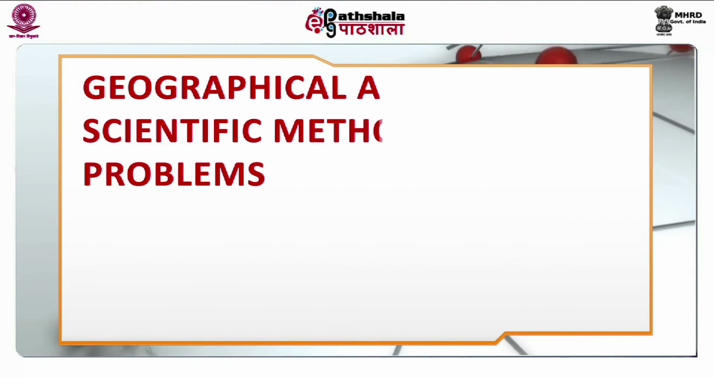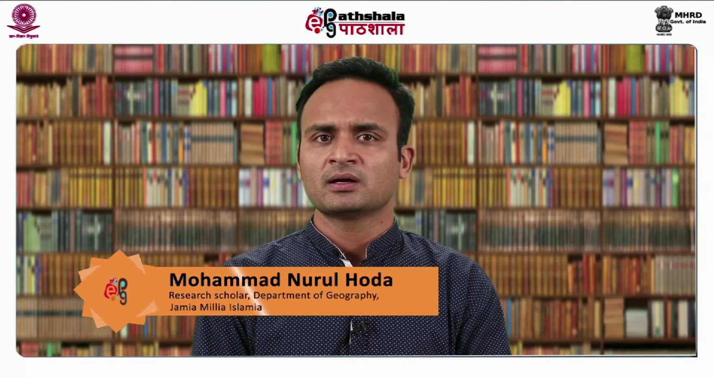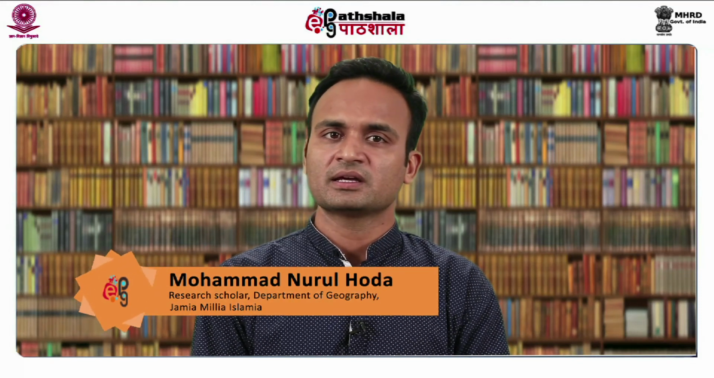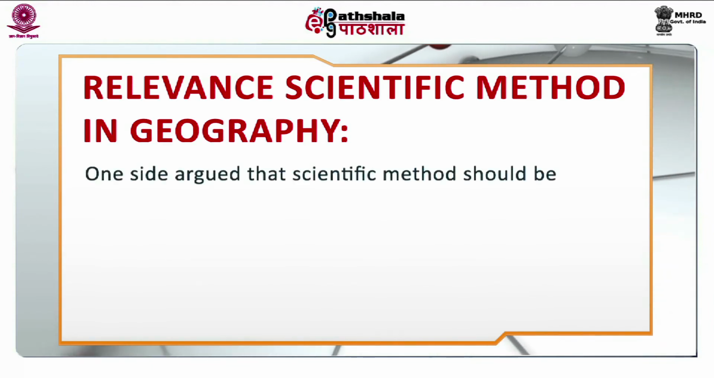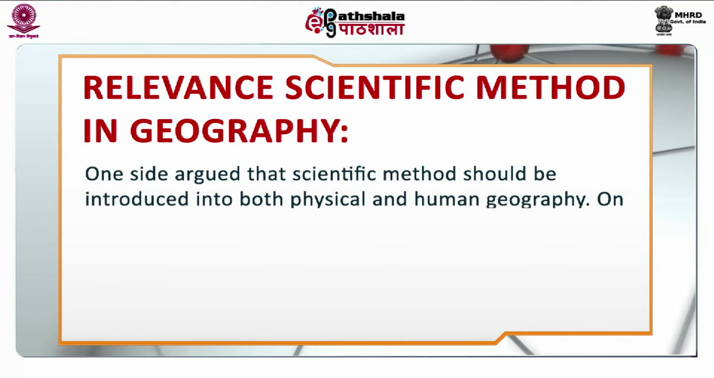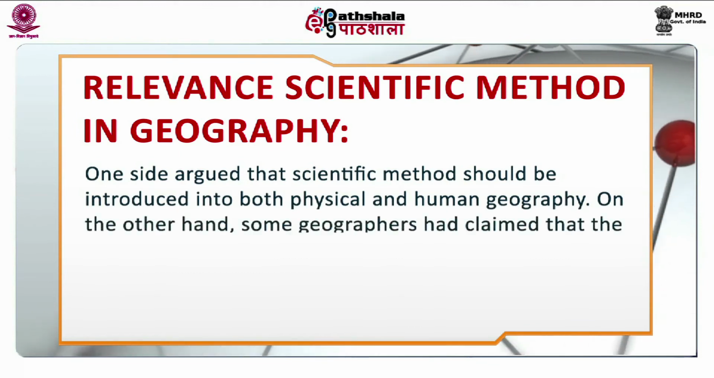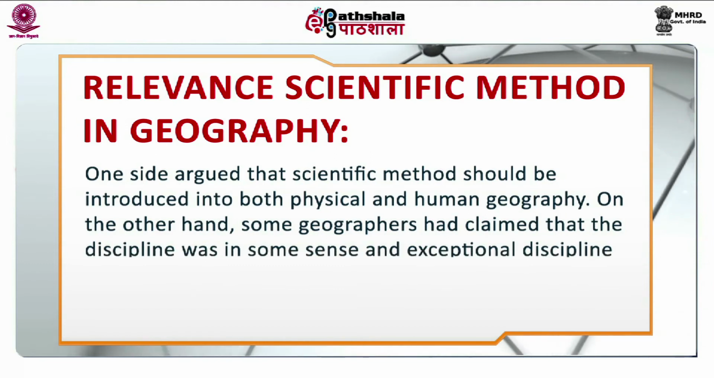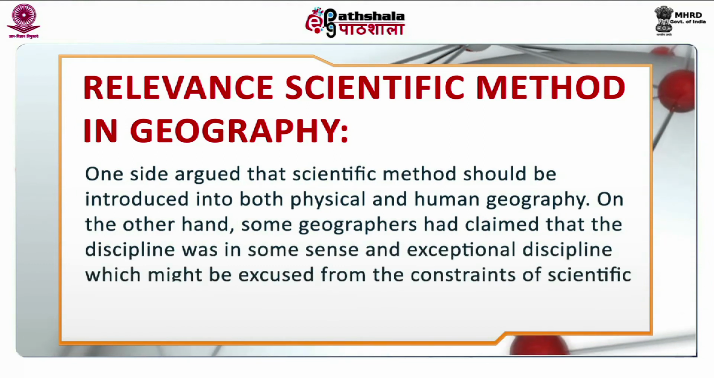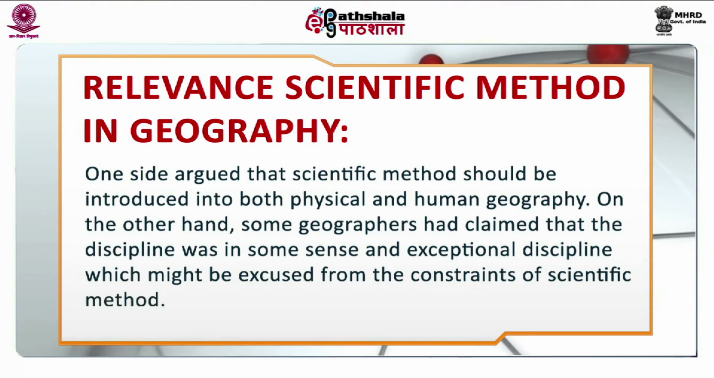Geographical hypothesis of scientific method and some problems regarding these scientific methods. After the 1950s, there is a continuing debate with regard to the application of scientific method in geography. There were two mutually exclusive arguments on these issues. One side argued that scientific methods should be introduced in both physical and human geography. On the other hand, some geographers claimed that the discipline was in some sense an exceptional discipline which might be excused from the constraint of scientific method.